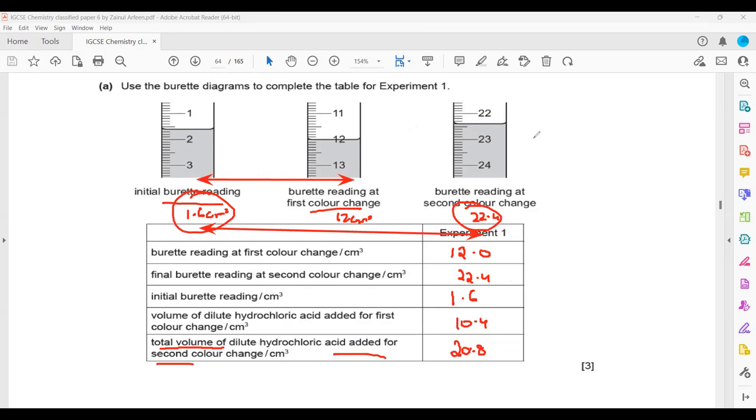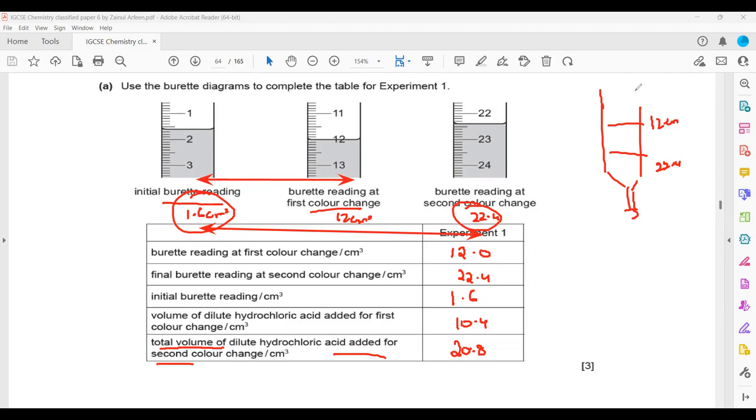When we continue from the same burette, we added the acid. The first color change happened at 12. The second color change happened at 22.4. But how much volume has been removed from originally? That's why we always take from the initial value or initial reading. Is it clear, this one? Yes.